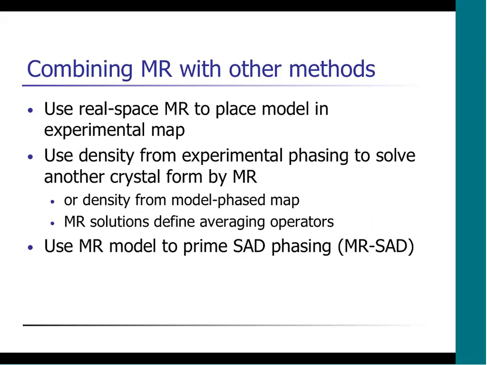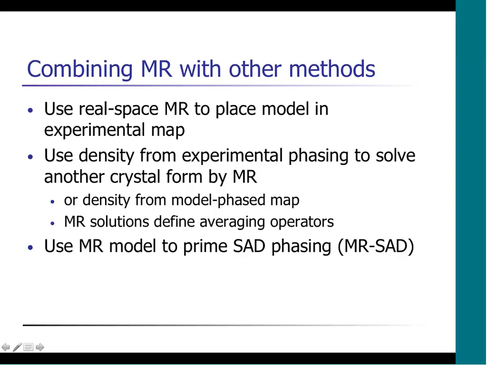Some of the tools that you can use: real space molecular replacement to place a model into an experimental map. This is done by cutting out the density from the map, calculating structure factors from it, and using that as if it's observed data, and that will allow you to place a model into that map. On the other hand, you can take density from an experimental phasing map, cut it out, and use that to solve a different crystal form by molecular replacement. Or in fact, you can use density from a model-phased map, which actually looks a bit more like the true density than the model that it was derived from.